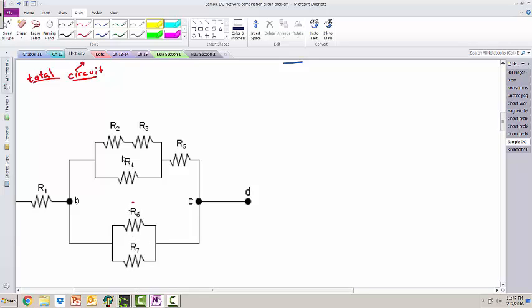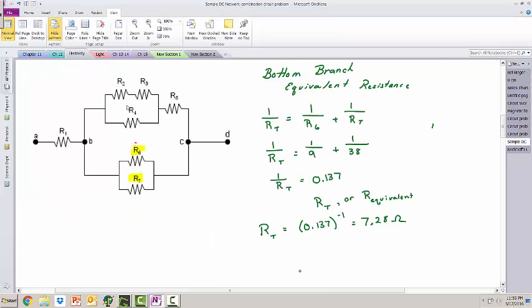In my bottom branch, I have R6 and R7, and they're in parallel. So I'm going to use the parallel resistance rule to find the equivalent resistance for those two resistors. Looking at the bottom branch equivalent resistance, the formula is 1 over RT equals 1 over R6 plus 1 over R7. Substituting my values in, I get 1 over RT is equal to 1/9 plus 1/38. You could try to find least common denominators, but with numbers like this, it's easiest just to plug it into your calculator. Add them and you get 1 over RT is equal to 0.137. I tend to use RT instead of R equivalent. It's more common to use R equivalent, but I just use RT.